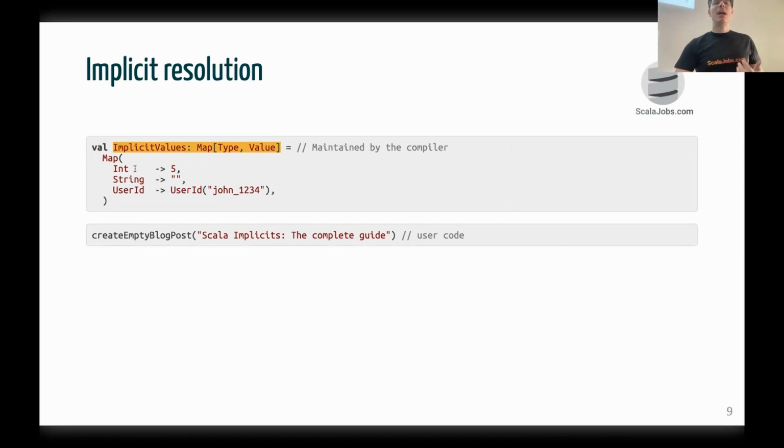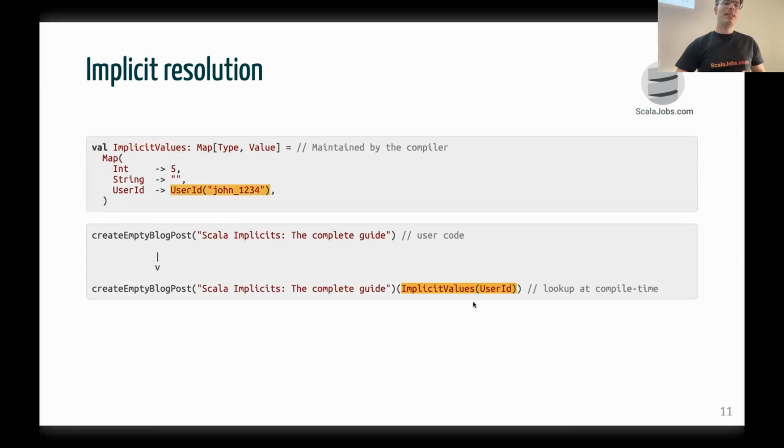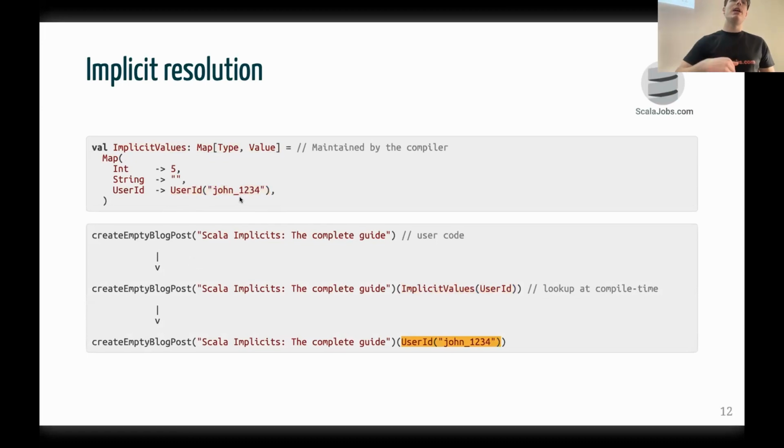And this map, when I say type to value, you think about it like you have the key Int, and the value is a value of the type. So for example, here we have Int 5, String empty string, and UserId John1234. So when we call our method create empty blog post, what happens at compile time is the compiler looks up this map and says, oh, what is at the key UserId? It's UserId John1234, and it puts it there. So once your program is compiled, it's exactly the same as if you had put it manually. It's no difference. It's just syntax, just dependency injection, nothing else.